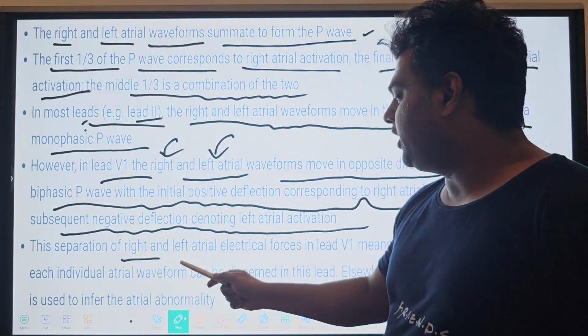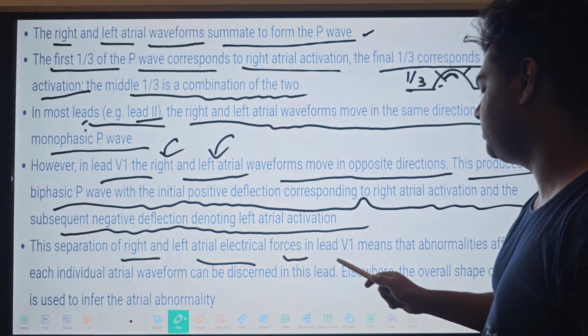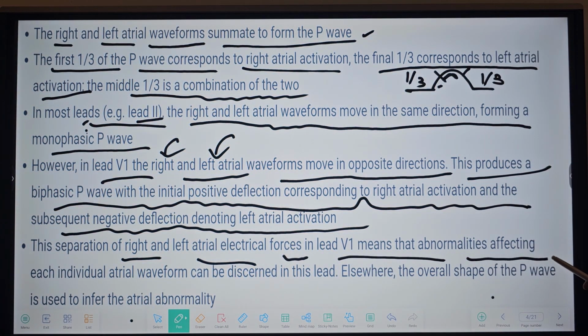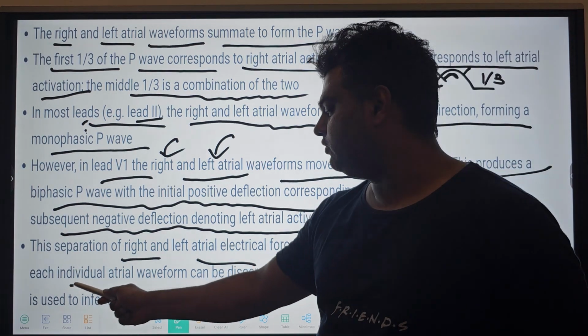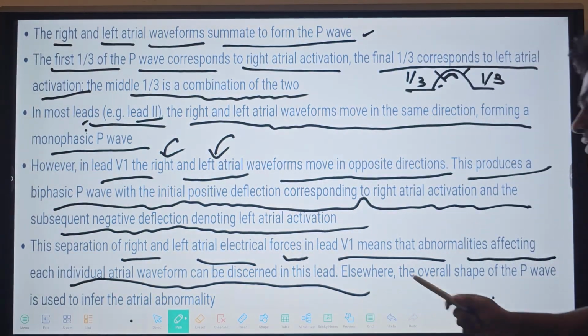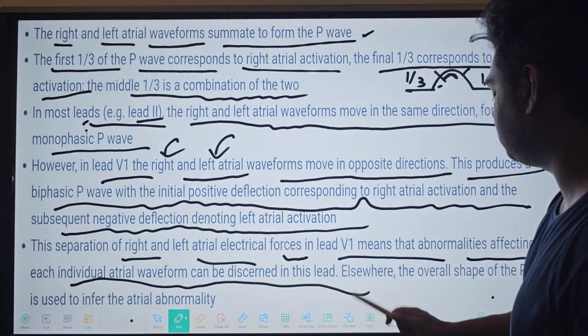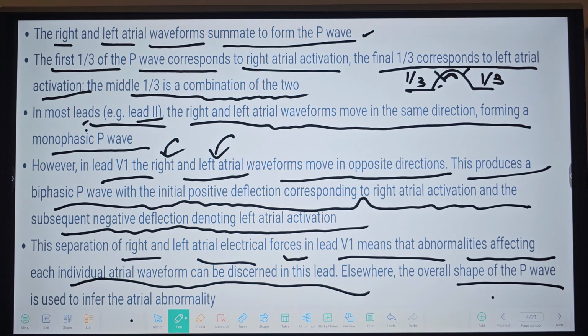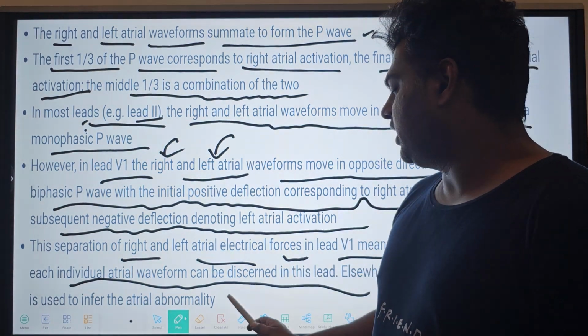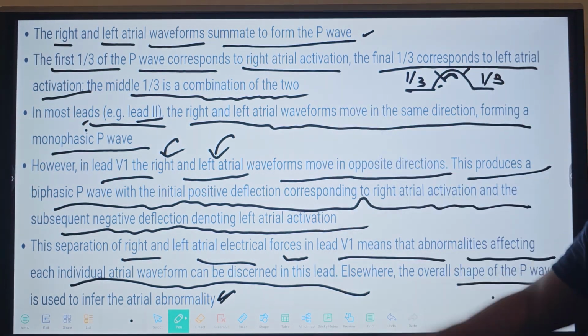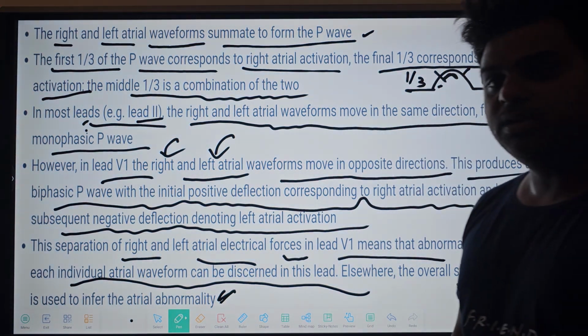This separation of right and left atrial electric forces in lead V1 means that abnormalities affecting each individual atrial waveform can be discerned in this lead. Elsewhere, the overall shape of the P wave is used to infer the atrial abnormality. So this is the exact line from Goldberg.